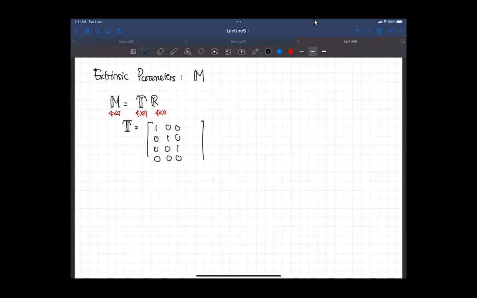1 0 0 0 0 1 0 0 1, okay? And of course it's 0 0. And then what will be the last column? Yeah, it's the translation factor, which is TX, TY, TZ, and 1. This is the translation matrix, 4 by 4.